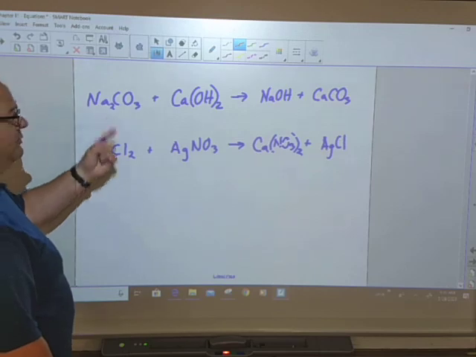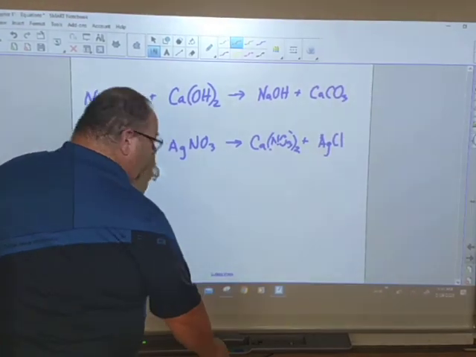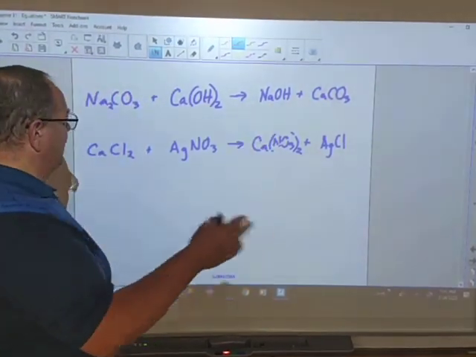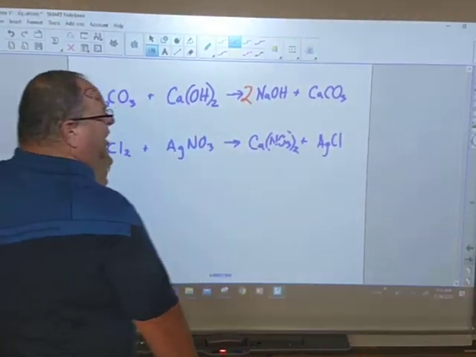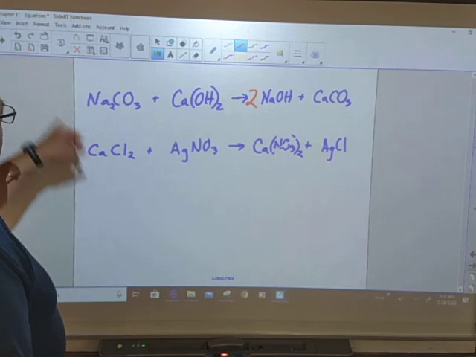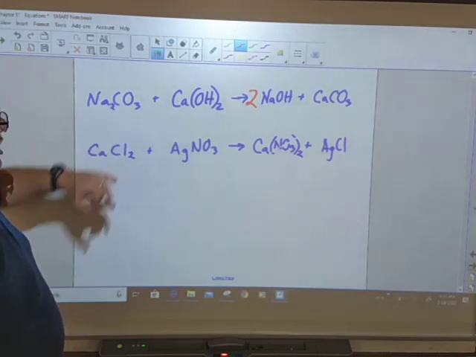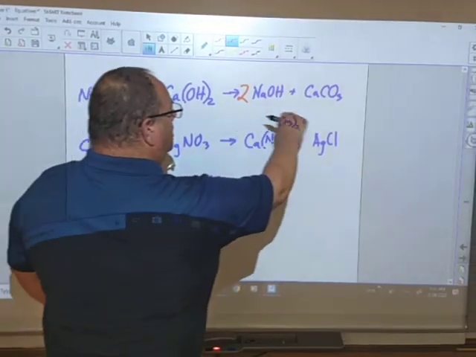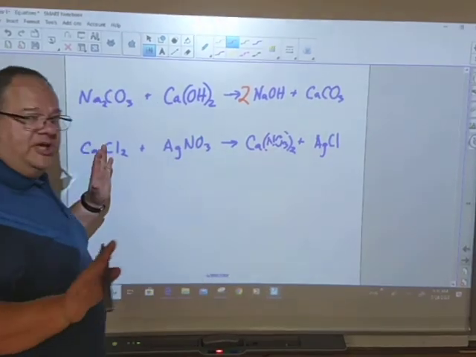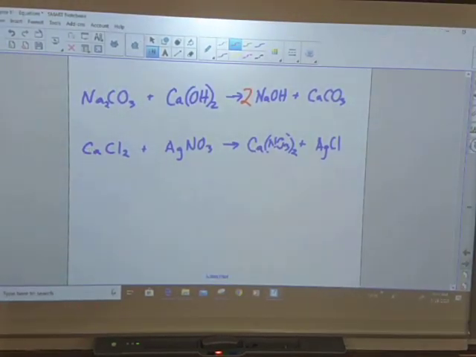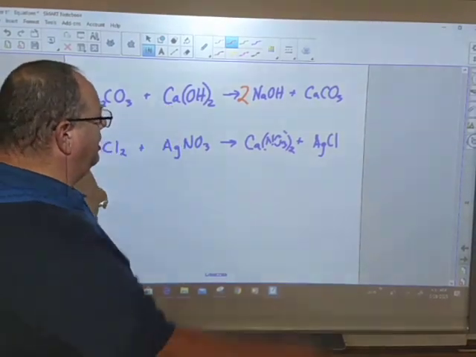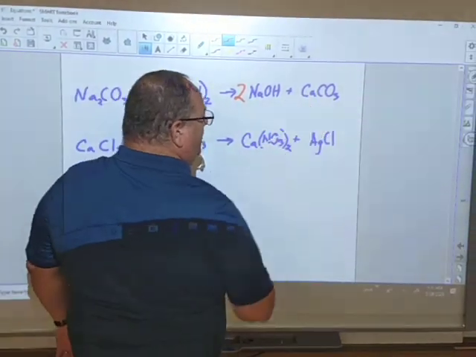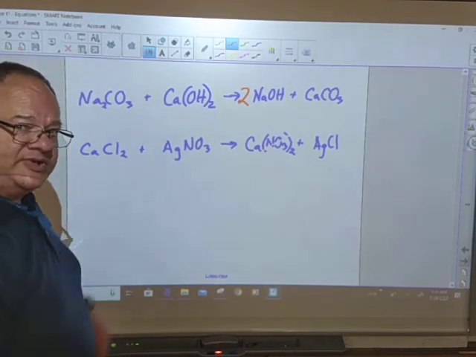I see 2 sodium here. I look over there and I only see 1 sodium. And so I ask myself, well, how could I do that? If I double this, I'll have 2 sodium there. Now I'm going to go to carbon. There's 1 carbon there. There's 1 carbon there. Let's not mess with it. Okay. I'm going to leave oxygen for last. So let's look at calcium. There's 1 calcium there. And come over here. There's 1 calcium there. I don't want to mess with it.